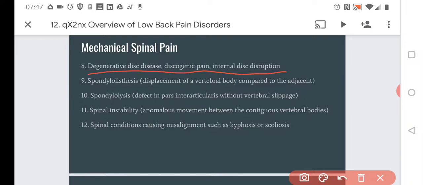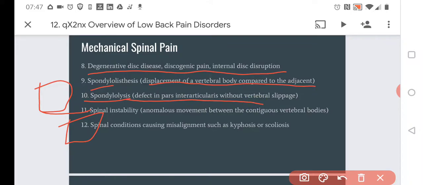Spondylolisthesis. So we have the displacement of the vertebral body compared to the adjacent one. We have one body, and the second is slipped. Of course here I'm exaggerating, but this is the main idea in case of spondylolisthesis.